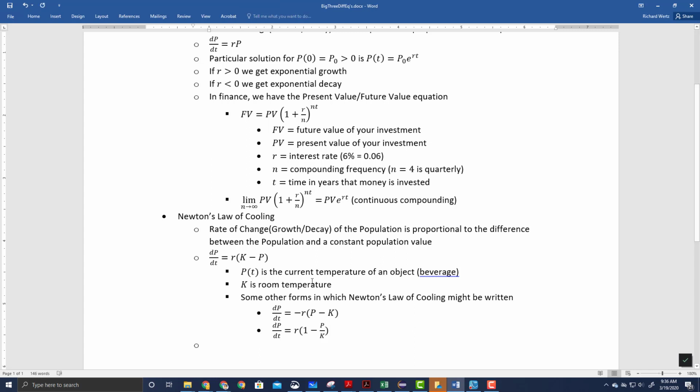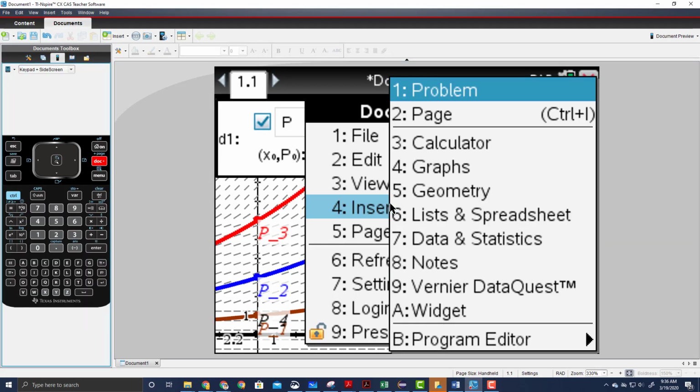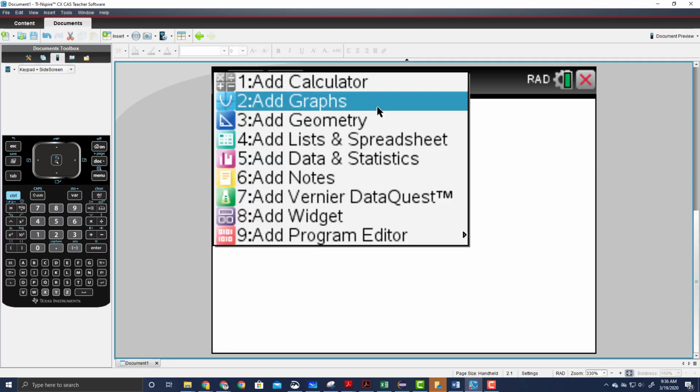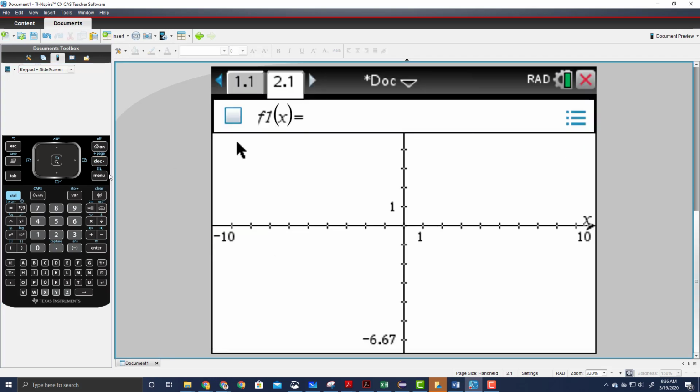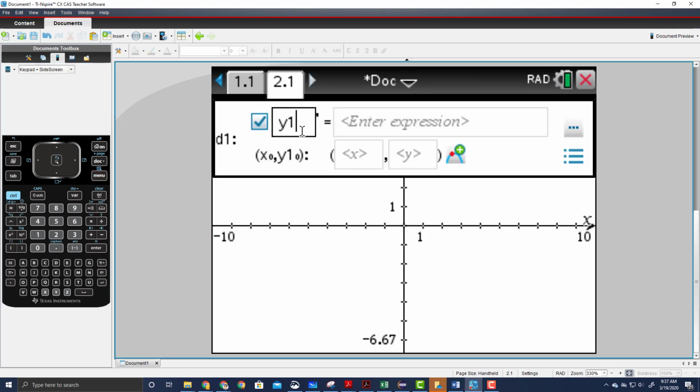Okay, let's go into Inspire, and we'll insert a new problem. And we'll try this equation. Insert graph, menu, graph entry, edit, DiffEQ, call this P. Let's try the same rate of growth. I'm not sure how this is going to work out. Let's try 0.1, and let's make our room temperature 70 degrees. We'll say minus P.